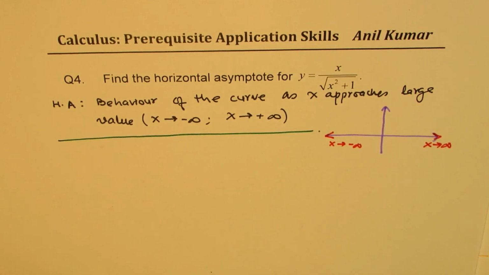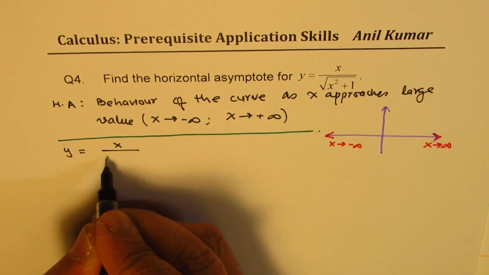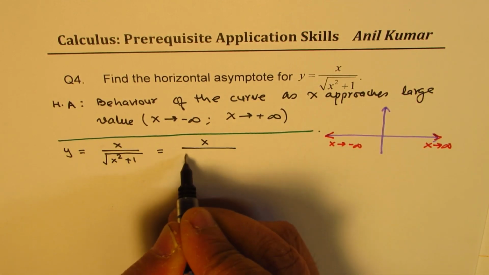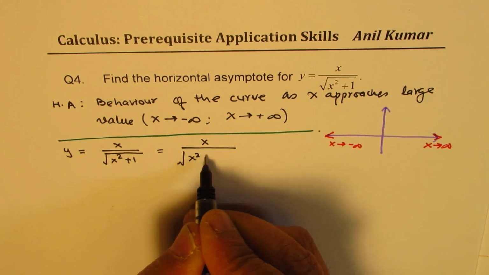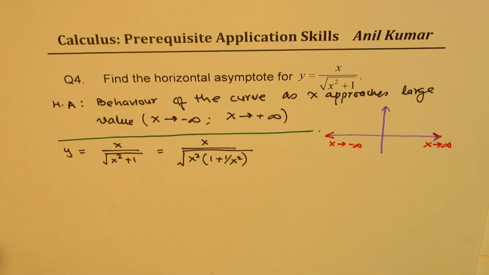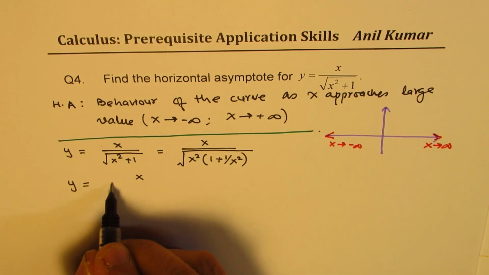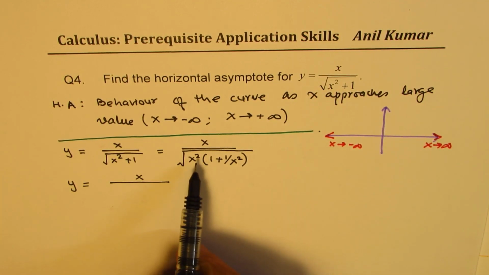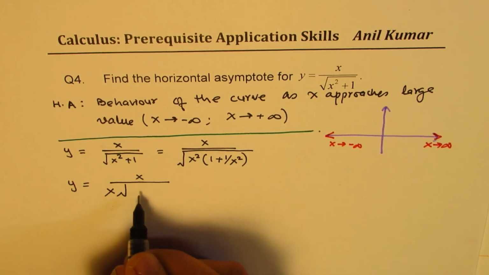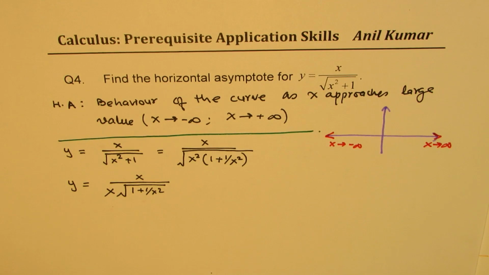Okay. So we have the function y equals x over square root of x squared plus 1. We could write this as x over, within the square root, I can take x squared common. So I get 1 plus 1 over x squared, correct? Now, this could be written as x over, taking out x squared from the square root, what will I get? Will I get x times square root of 1 plus 1 over x squared?